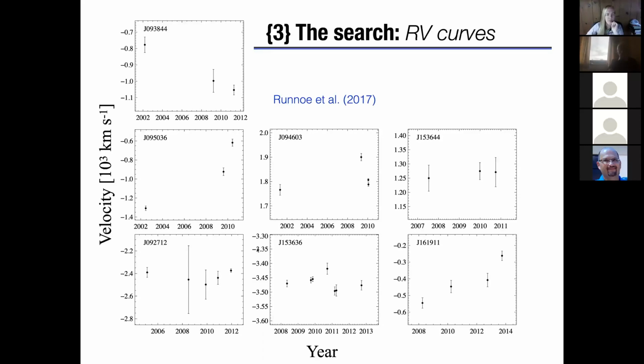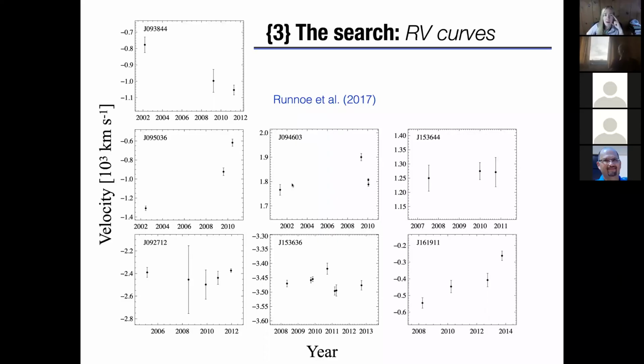You see some examples like this one on the bottom left, where you measure the offset of that emission line, and it doesn't really change over time. And that would be consistent with a binary that just had a very long period. There are a couple of cases like this 094603 where we just clearly haven't sampled the radial velocity curve very well.